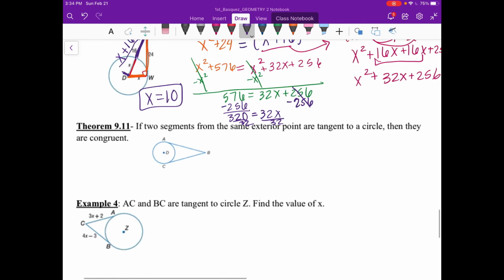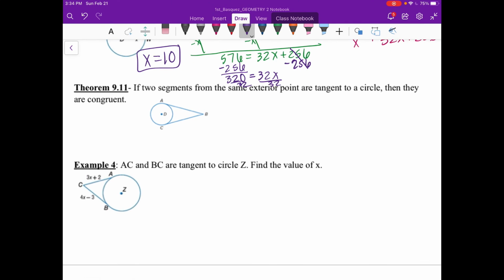So that one was a little bit more work, but it's a good review to practice double distribution. All right. The last theorem we have here for this section is going to be that if two segments from the same exterior point are tangent to a circle, then they are congruent. So remember, a tangent line just touches a circle once. It's here and here. So what this theorem is saying is that if they intersect from one common angle, they are going to be equal to each other.